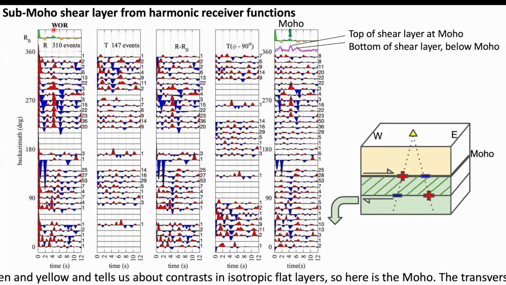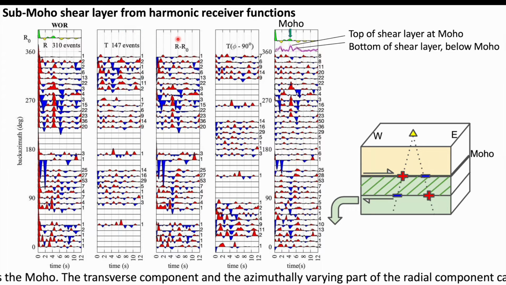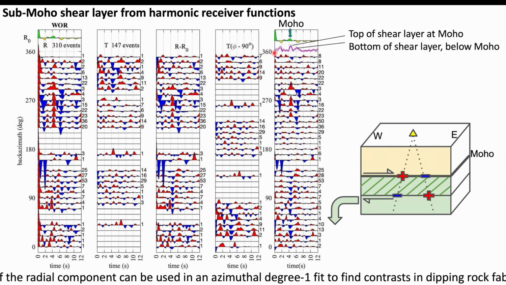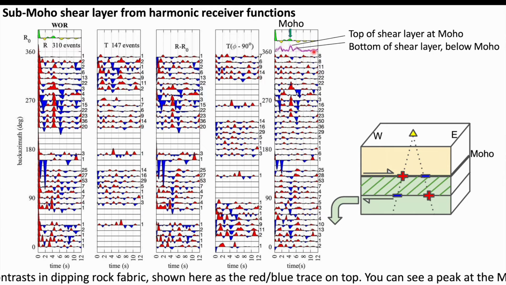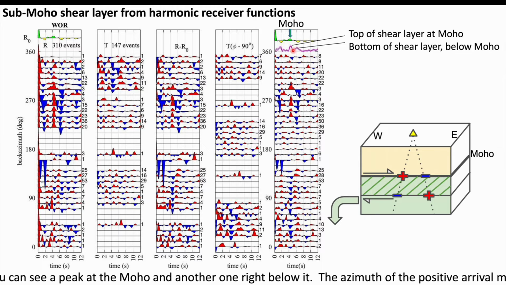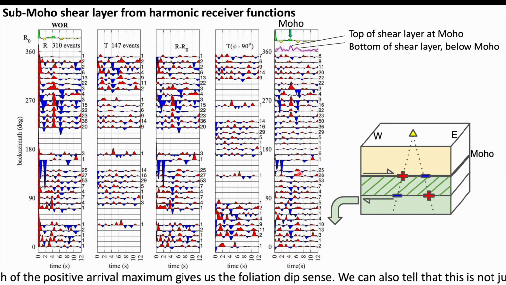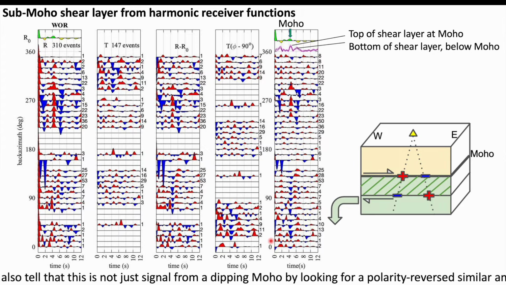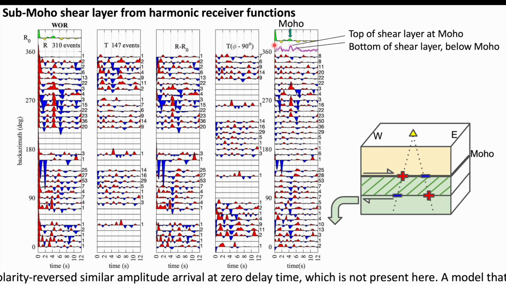So here's the Moho. The transverse component, and the azimuthally varying part of the radial component, can be used in an azimuthal degree 1 fit to find contrasts in dipping rock fabric, shown here as the red and blue trace on top. You can see a peak at the Moho and another one right below it. The azimuth of these positive arrival maximum gives us the foliation dip sense. We can also tell that this is not just signal from a dipping Moho by looking for polarity reversed, similar amplitude arrival at 0 delay time, which is not present here.